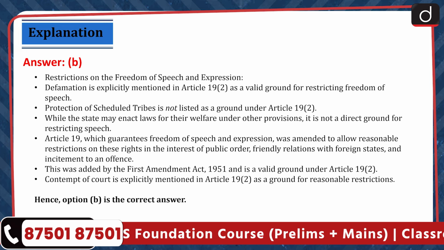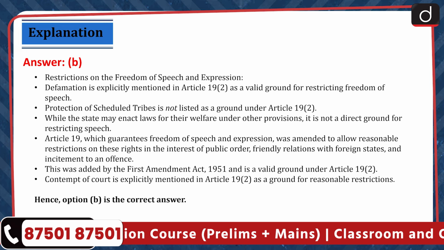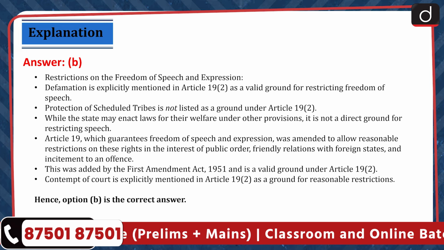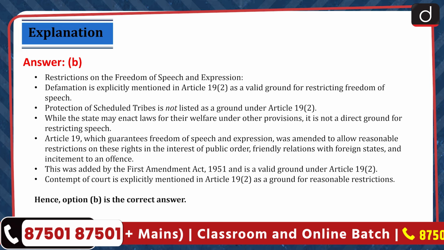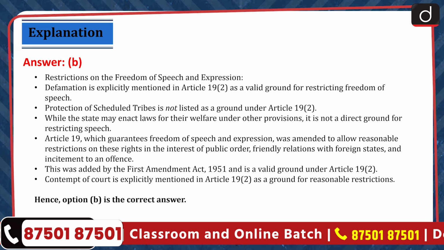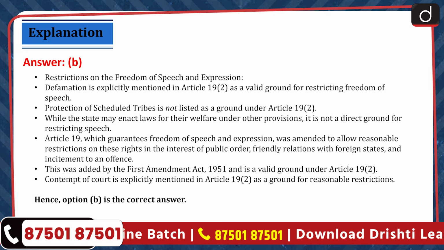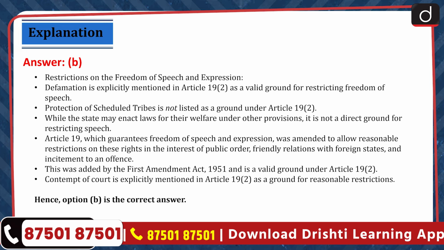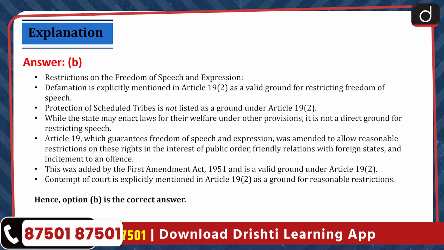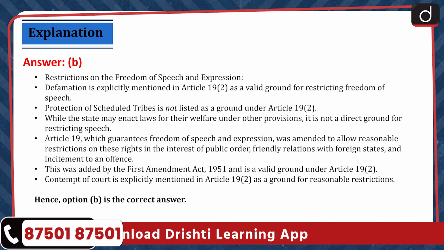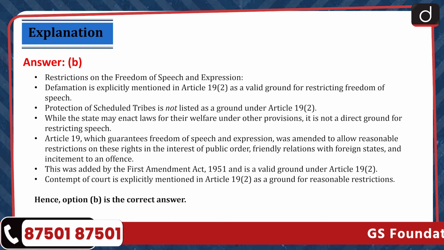Article 19, which guarantees freedom of speech and expression, was amended to allow reasonable restrictions on these rights in the interest of public order, friendly relations with foreign states, and incitement to an offense. This was added by the First Amendment Act 1951 and is a valid ground under Article 19, Clause 2. Contempt of court is explicitly mentioned in Article 19, Clause 2 as a ground for reasonable restrictions. Hence, option B is the correct answer.